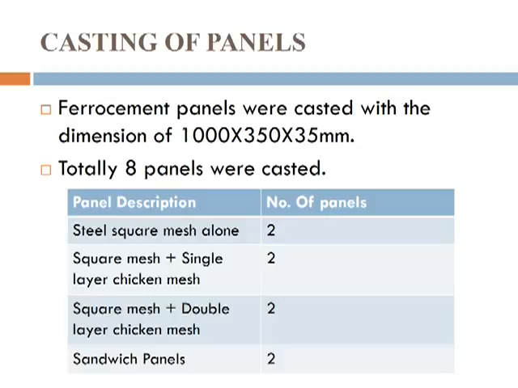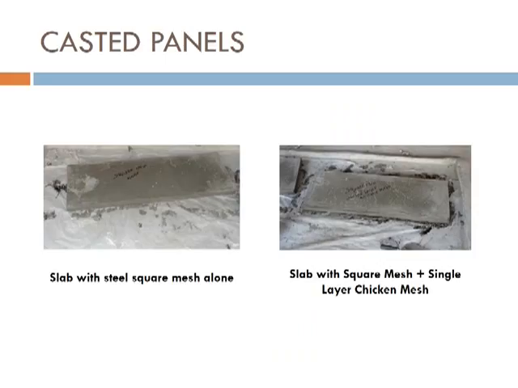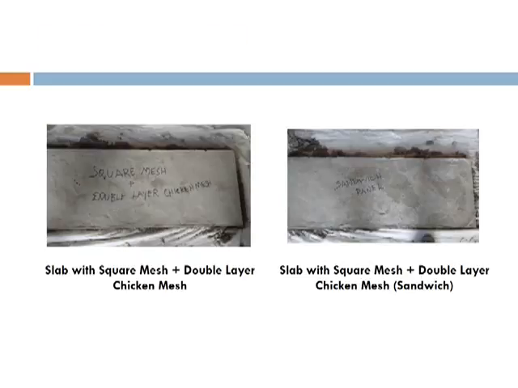Sandwich means the square mesh will be in the middle, with layers of mortar above and below the square mesh, and the chicken mesh has been incorporated. So these are the experimental setup and casting of the panels. After casting, the panels look like slabs: the first with square mesh alone, the second with a single layer of chicken mesh, the third with a double layer, and the fourth is the sandwich panel.